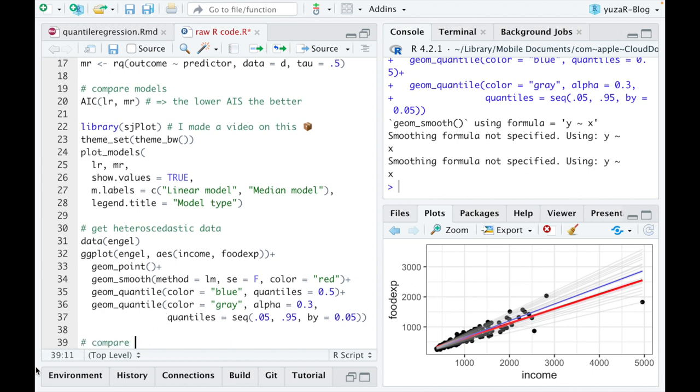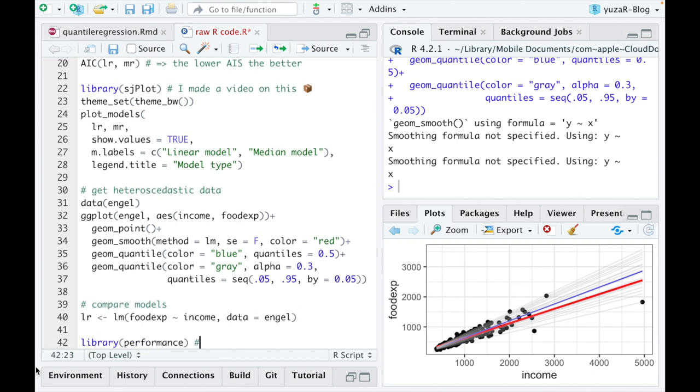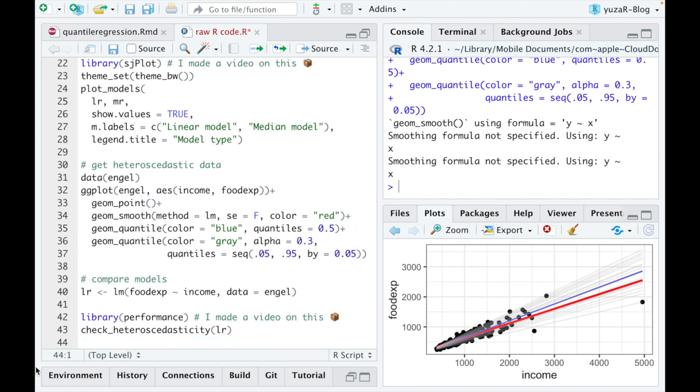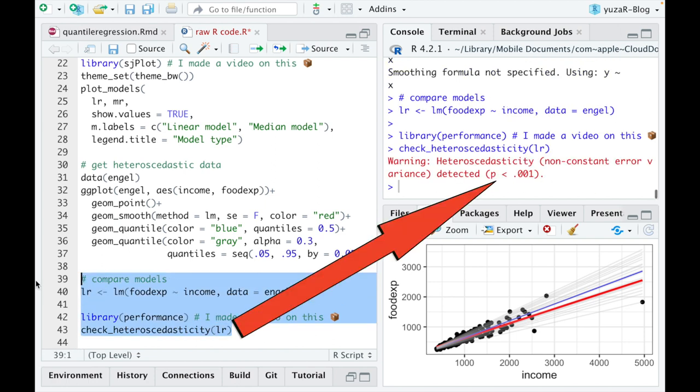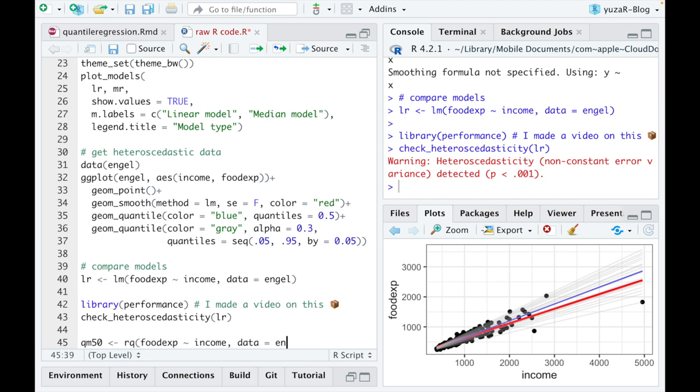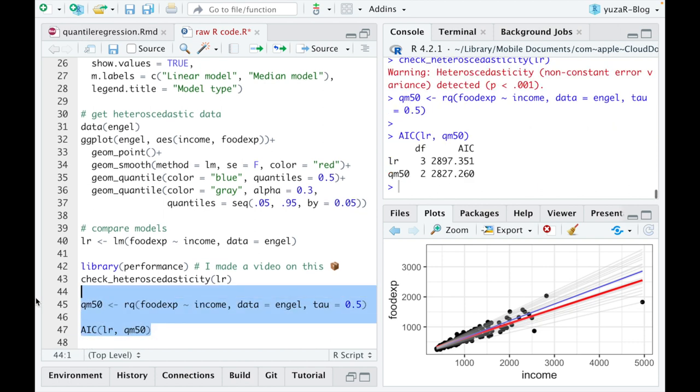In order to better justify the use of quantile regression, we can check heteroskedasticity via the Breusch-Pagan test. Our test detects heteroskedasticity, so we again need an alternative to linear regression. And a lower AIC of median-based regression again shows a better fit as compared to the mean-based regression.